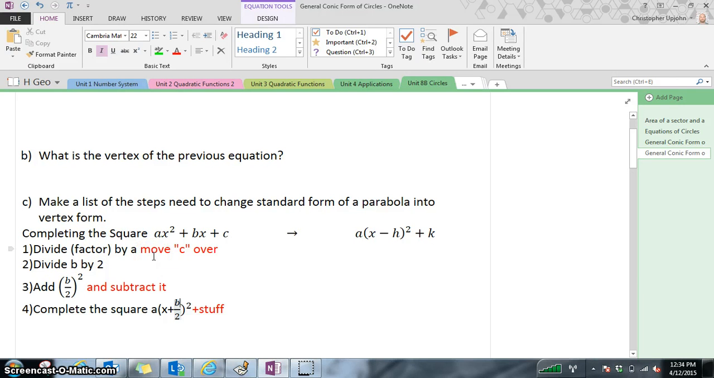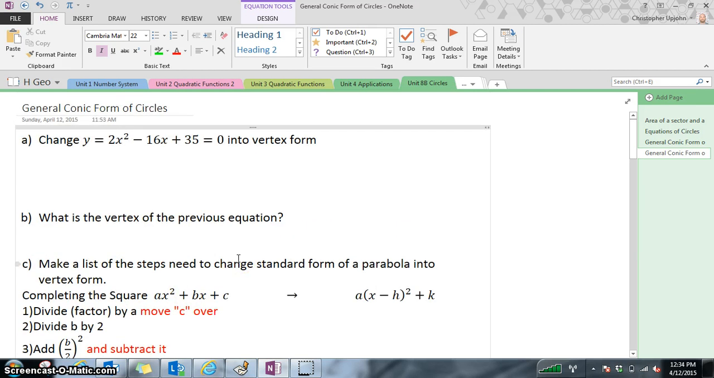Really, we want to factor it, we don't want to get rid of it. And we want to move our c, our constant, over to the other side, or just move it. Then we're going to divide b by 2. We add that b over 2 squared and subtract it. It's going to be a little bit different than what we're doing in new stuff today, but very similar. And then we complete the square: a times x plus b over 2 squared plus the stuff.